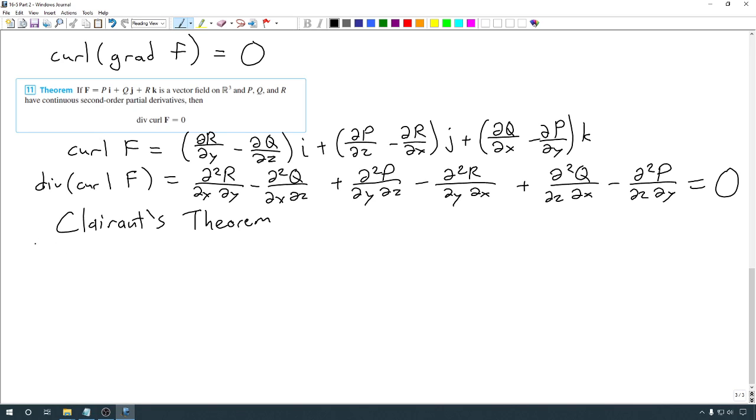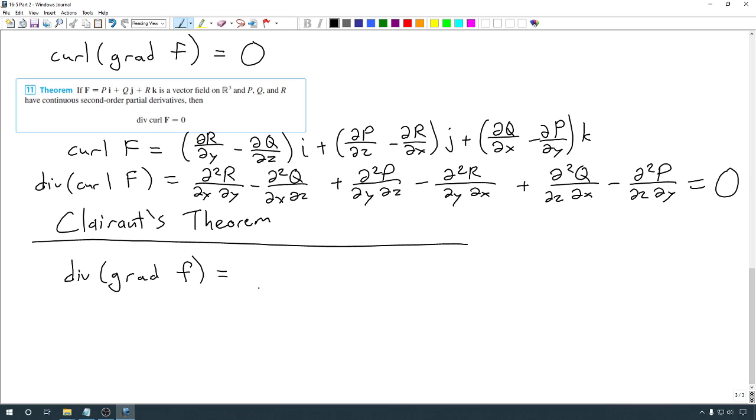Now, if we look at the other combination, so here we paired the divergence with the curl. What about the divergence of the gradient? Is that going to equal 0? Well, not really. Here we're taking the divergence of the derivative of f with respect to x times i, derivative of f with respect to y times j, and derivative of f with respect to z times k.